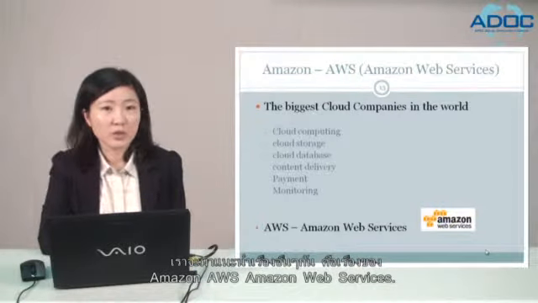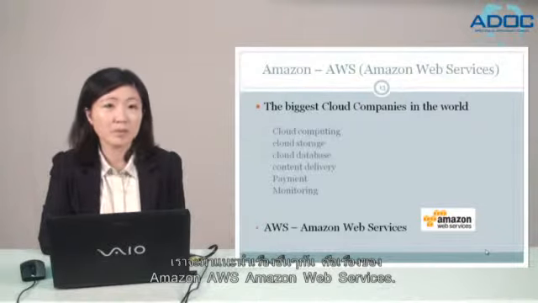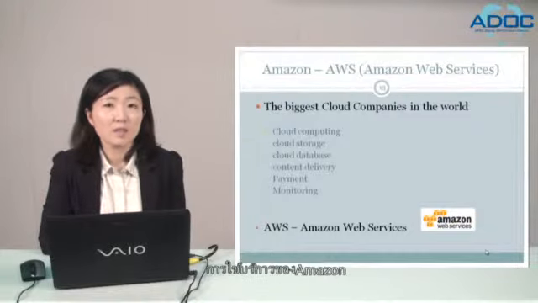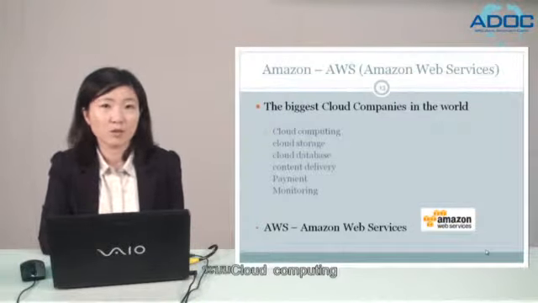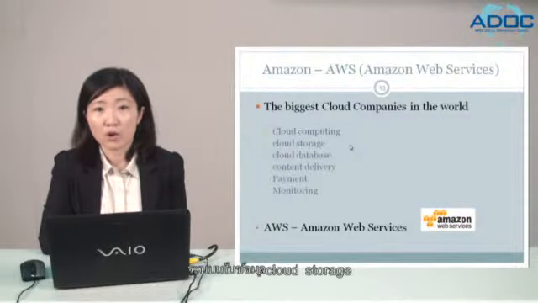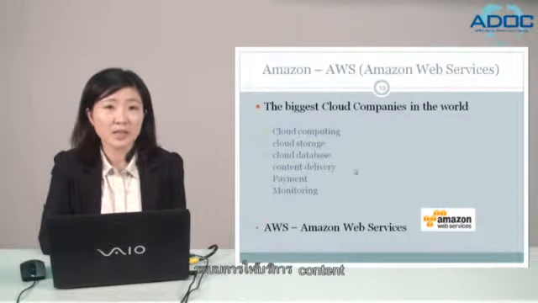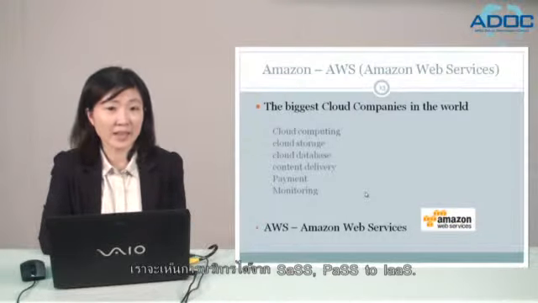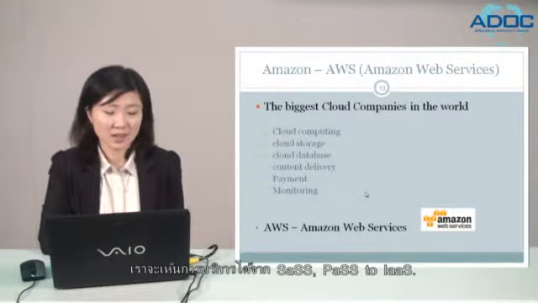And then we'll introduce another one, Amazon, AWS, Amazon Web Services. Amazon is the largest cloud company in terms of the variety of cloud services. Amazon provides cloud computing, cloud storage, cloud database, content delivery, and payment monitoring. So we can see these services range from SaaS to PaaS and IaaS.